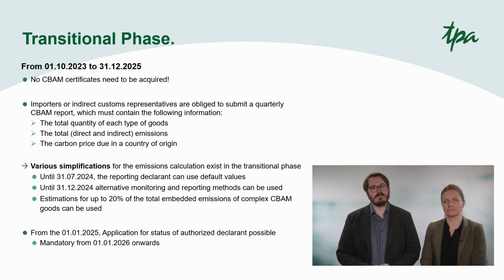The calculation of CO2 emissions from CBAM goods, which is based heavily on the methodology of the European Emissions Trading System, is therefore a key component of the quarterly CBAM reports. Some simplifications are planned for the transitional phase. For example, default values published by the European Commission can be used for the calculation until July 31st, 2024, with justification as to why no actual data can be used.